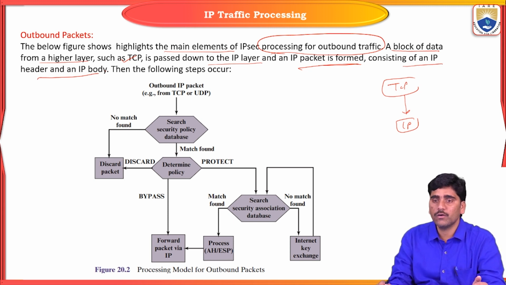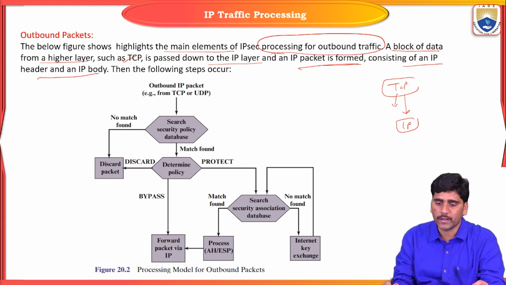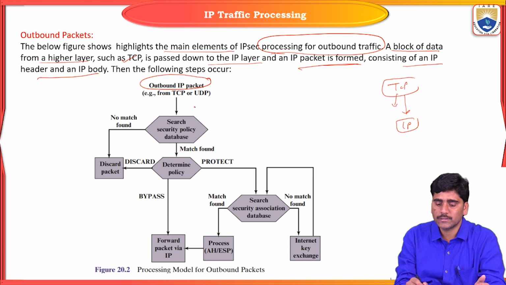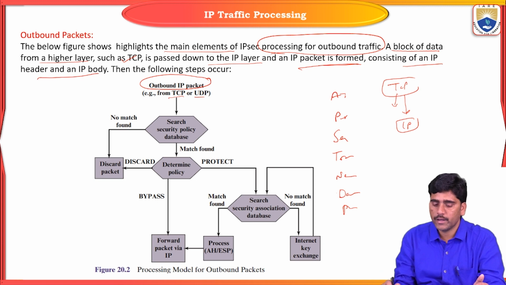So each and every layer has packet transmission. From each layer, the packet is transmitted to the next layer. The packet is called an outbound packet, and for the receiver at the next layer, the packet is called an inbound packet. For example, from TCP or UDP. We have seven layers: application layer, presentation layer, session layer, transport layer, network layer, data link layer, and physical layer.